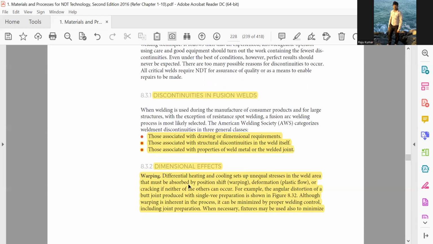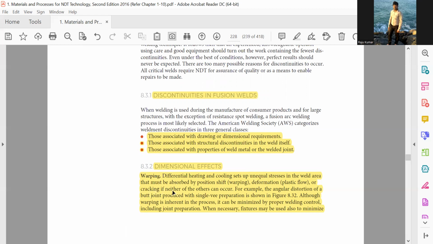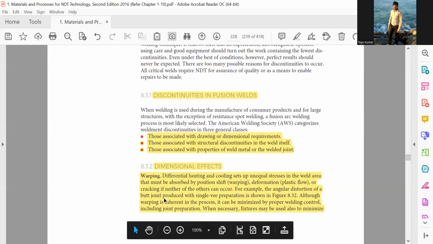Dimension effect, warping. Differential heating and cooling set up unequal stresses in the weld area that must be absorbed by the position of shift, warping, deformation, plastic flow, or cracking if neither of the others can occur. For example, the angular distortion of a butt joint produced with a single bead preparation is shown in figure 8.32. Although warping is inherent in the process, it can be minimized by proper welding control, including joint preparation where necessary.